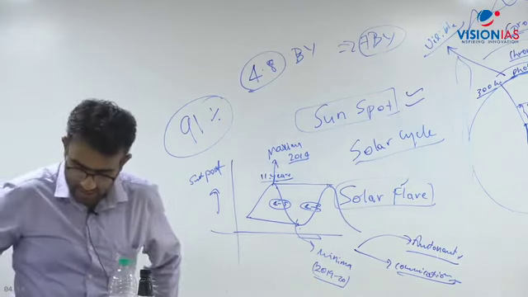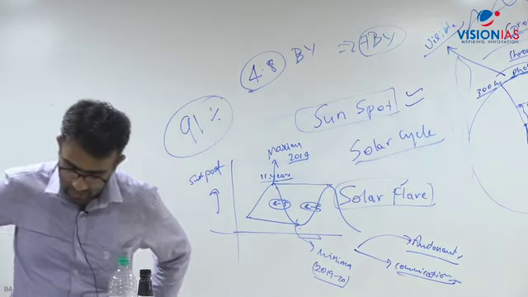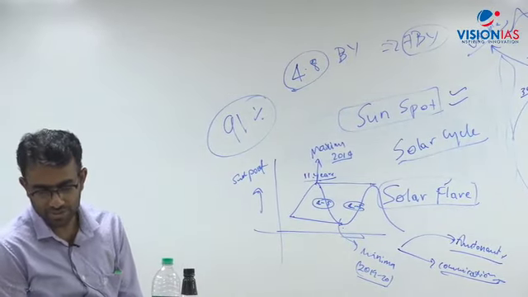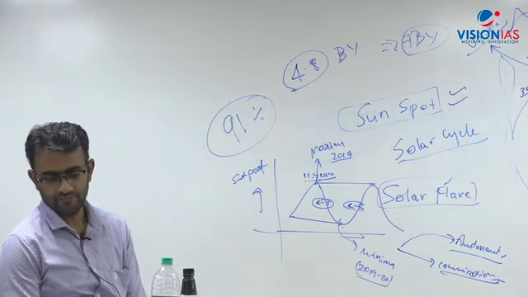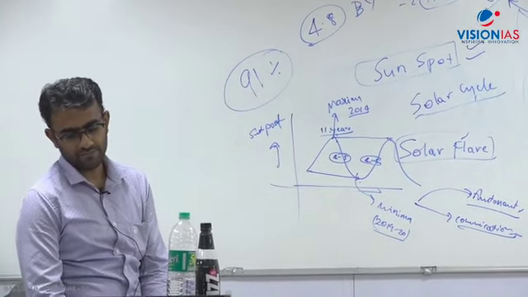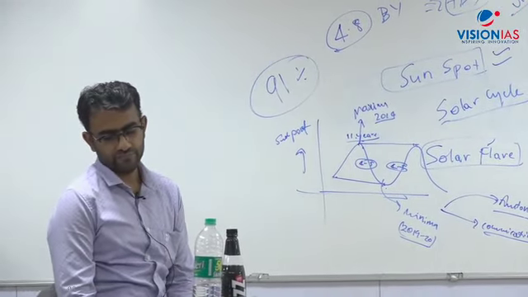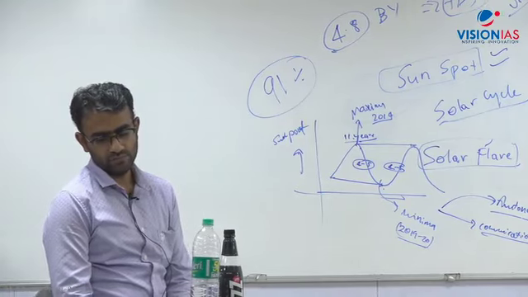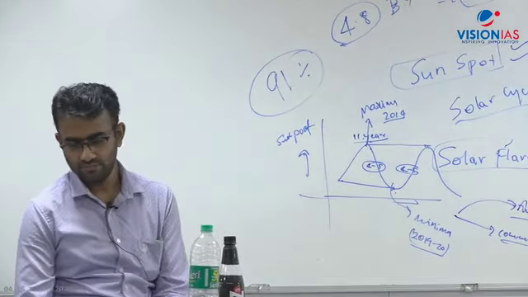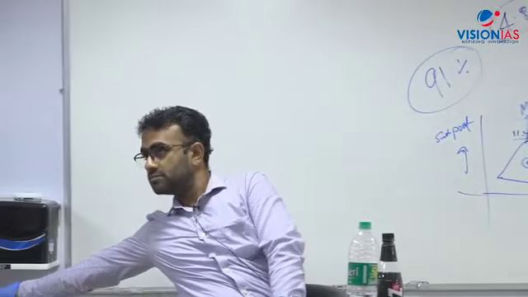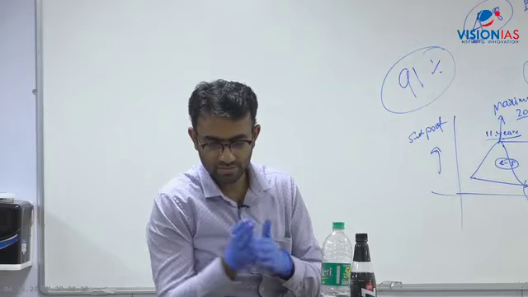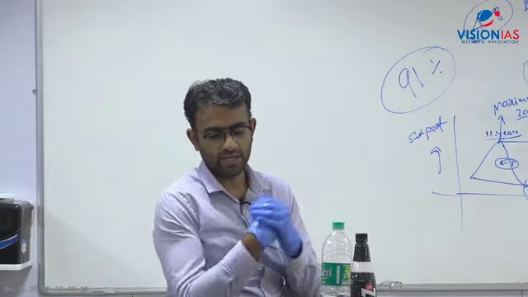Okay, you can write what are sunspots. These are the dark portions on the photosphere with reduced temperatures, but strong magnetic activity.